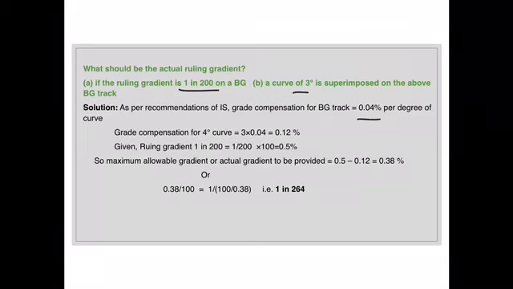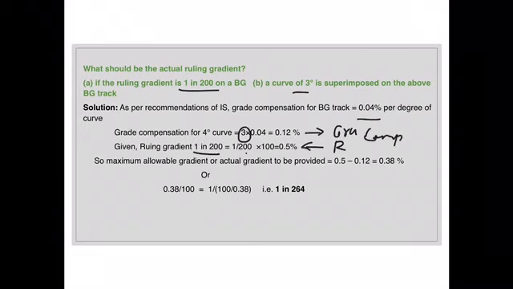So now we have a 3 degree curve situated on that gradient. So 3 into 0.04 will give around 0.12 percent. The ruling gradient they have given is 1 in 200. Convert that to percentage. How do you convert? Horizontal divided by vertical multiplied by 100. So we will get 0.5 percent. So this is the total gradient, the ruling gradient that is provided, and then the grade compensation.